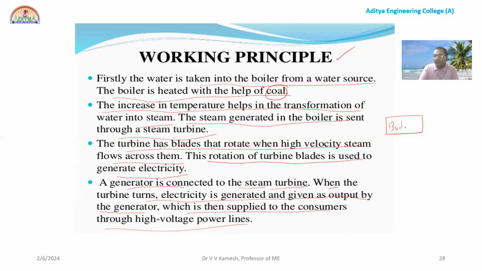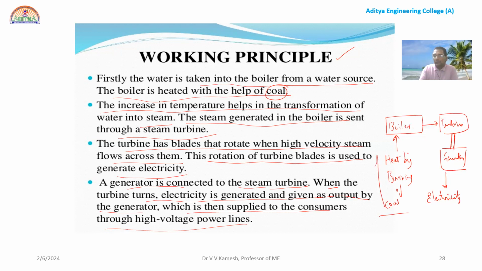This is the boiler. Boiler to turbine. Turbine is coupled with generator. Don't put any arrow mark here. Turbine is directly coupled, right? And from the generator, electricity. And to the boiler, we are supplying heat by burning of coal. This is a very simple skeleton diagram of a steam-based power plant.